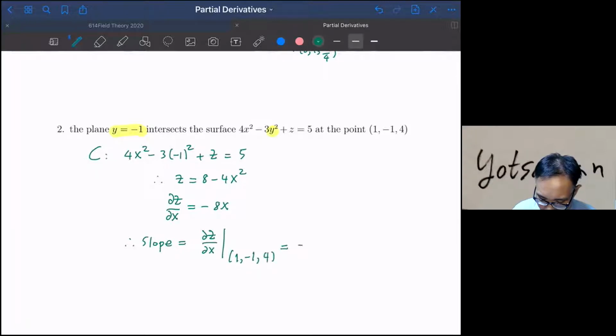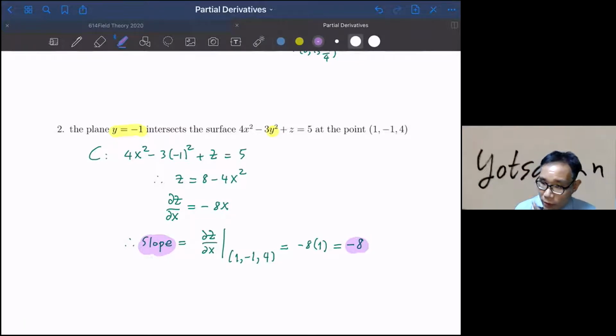So it's going to be -8 times 1. So it's going to be -8. Okay, so the slope in this case turned out to be equal to -8. Okay, so that's the second example for us.